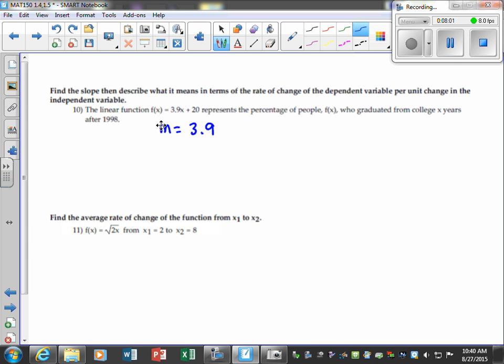Okay, that means the rate of change is 3.9. And what can we imply about that in respect to the given information? What about the number of people that graduated? What can we imply about that? If the slope, which is the steepness of a line, is going to be 3.9, we can say that the people graduating increased, yes.